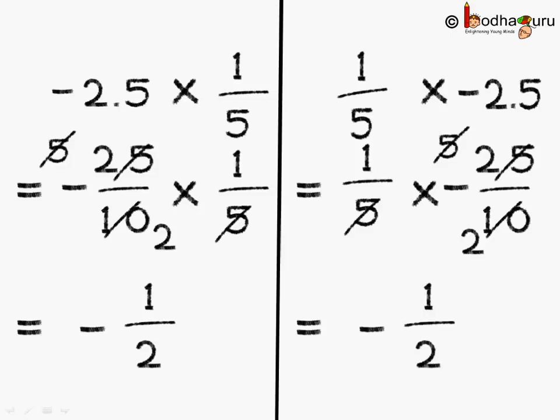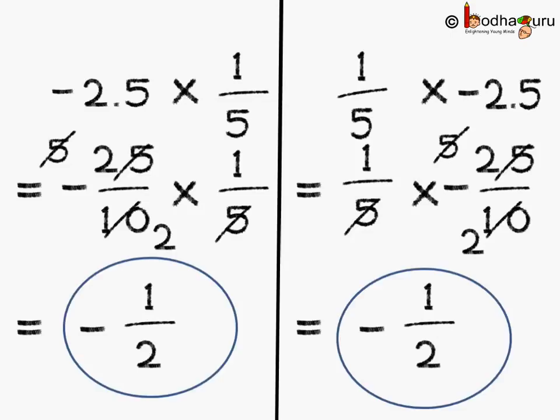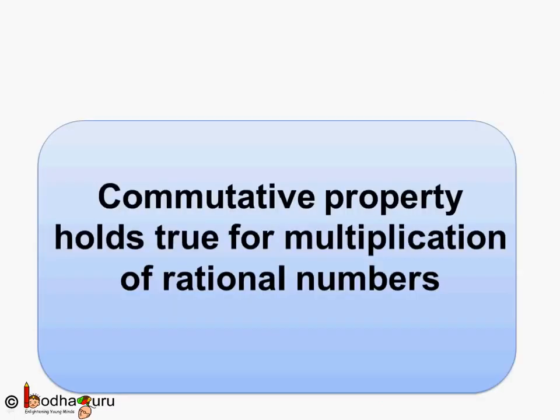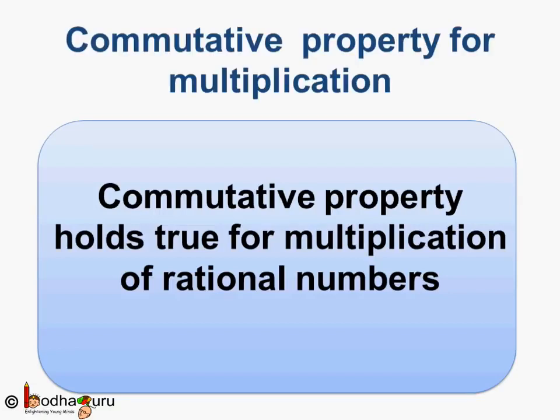What do we see? In both the cases, the answer is the same even when we change the order of multiplication. So we can say the commutative property holds true for multiplication of rational numbers. So this was the commutative property for multiplication. Now let's see division.